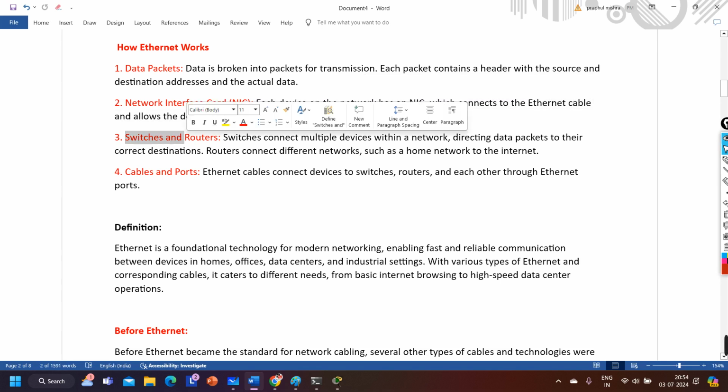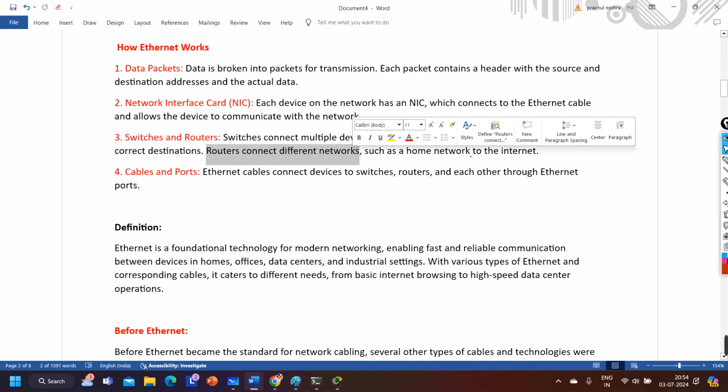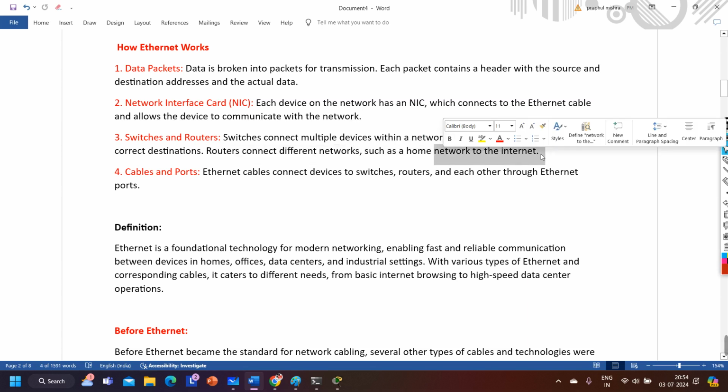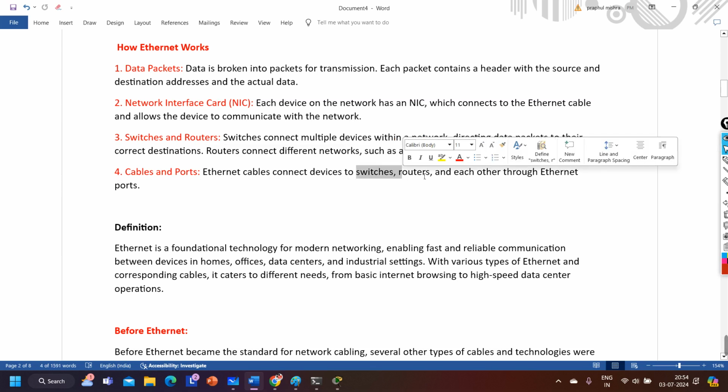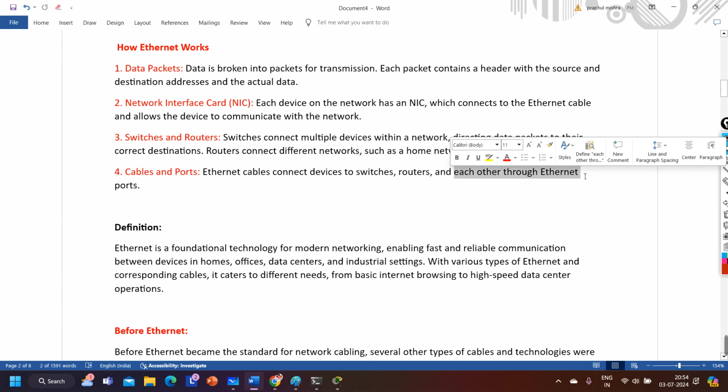Okay, then switch and router. A switch connects multiple devices within a network, directing data packets to their correct destination. A router connects different networks, such as a home network to the internet. Cables and ports: Ethernet cables connect devices to the switch, the router, and each other directly.